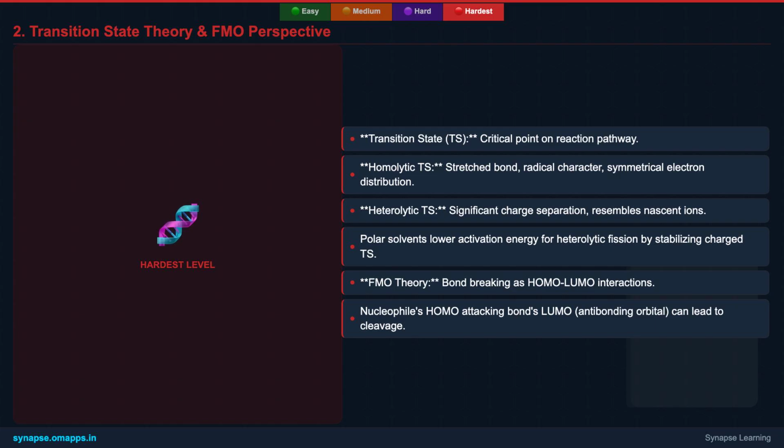Reaction coordinate diagrams illustrate that polar solvents significantly lower the activation energy for heterolytic pathways by stabilizing this charged TS. Furthermore, frontier molecular orbital (FMO) theory offers a quantum perspective. Bond breaking can be rationalized by the interactions between the HOMO and LUMO of reacting species, guiding electron flow and determining the pathway. For instance, a nucleophile's HOMO attacking an antibonding orbital can initiate heterolytic cleavage.